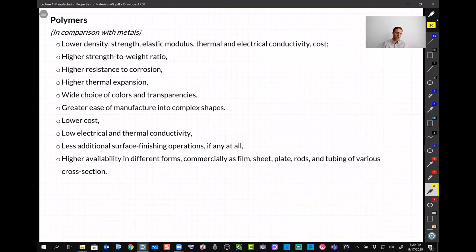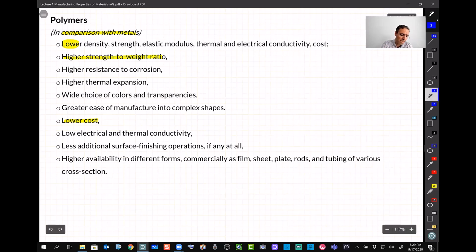Why is it so popular? Well, because of its property. Besides, as I said, very low cost, of course, compared with metals. If we compare it with metal, it has lower density, lower strength, lower modulus of elasticity. Its thermal and electrical conductivity is very low, which can be useful if we use them for insulators and so on. But this is where it becomes very useful when we compare its specific strength.